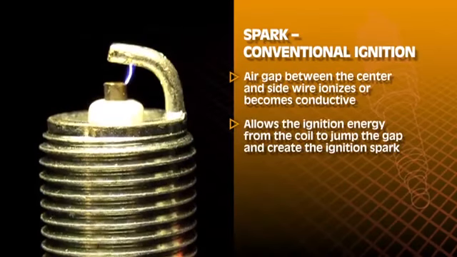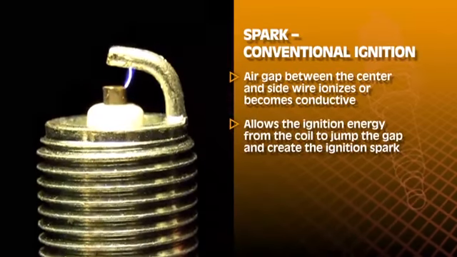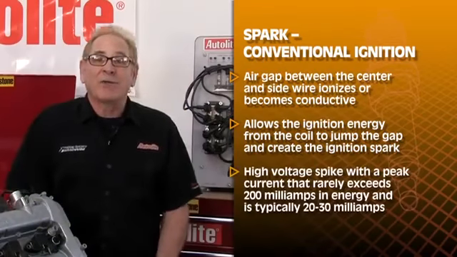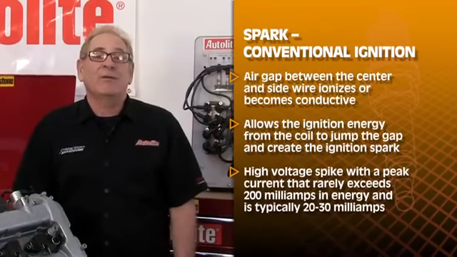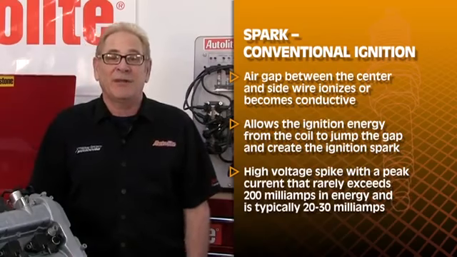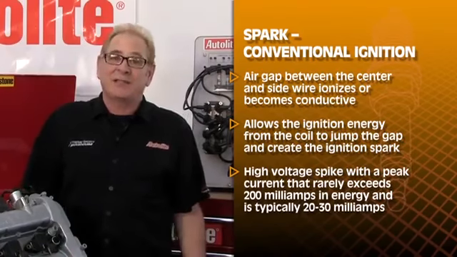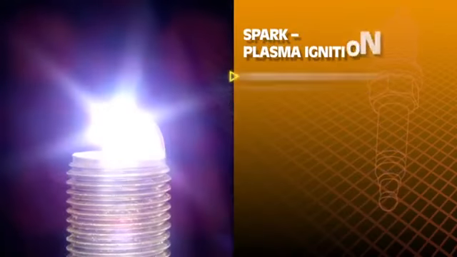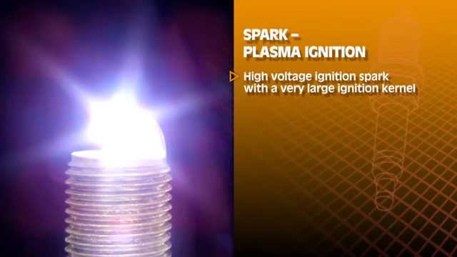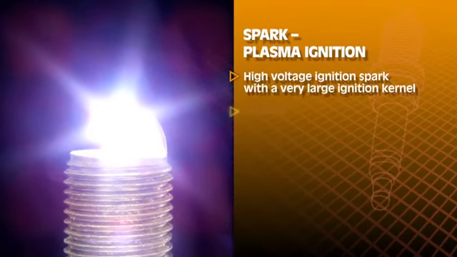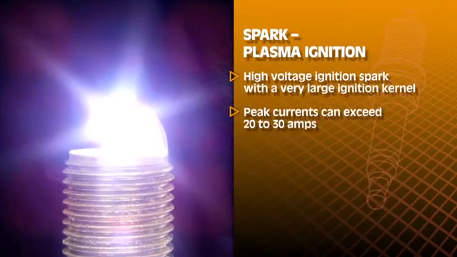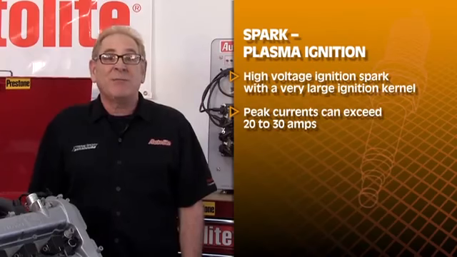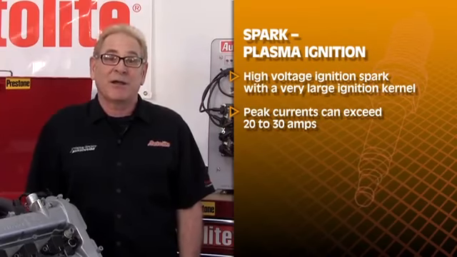This allows the ignition energy from the coil to jump the gap and create the ignition spark. Typically, this is a high voltage spike with a peak current that rarely exceeds 200 milliamps in energy and is typically much less, around 20 to 30 milliamps. A plasma ignition is a high voltage ignition spark with a very large ignition kernel and peak currents that can exceed 20 to 30 amps.